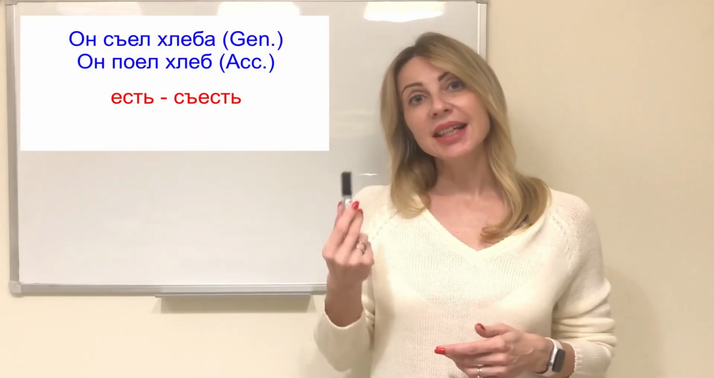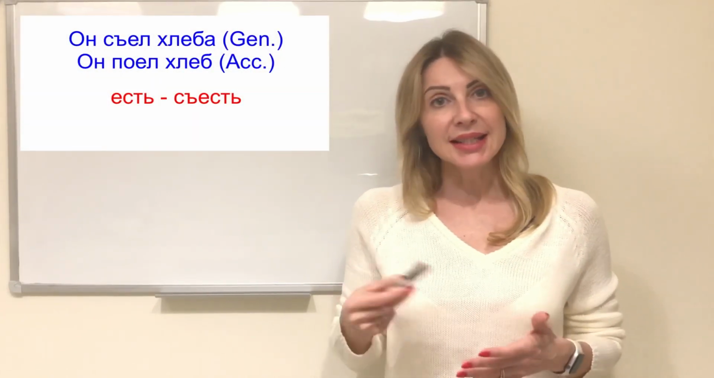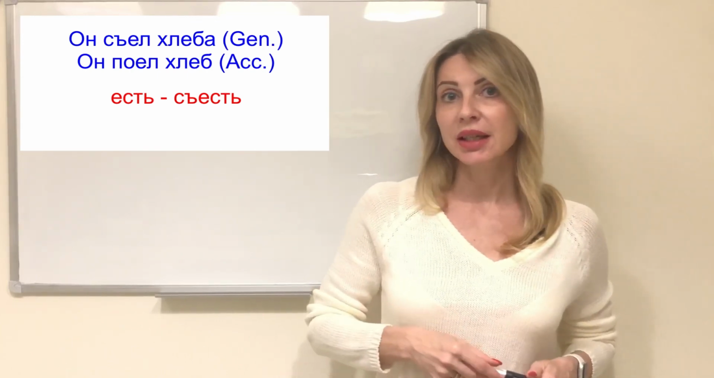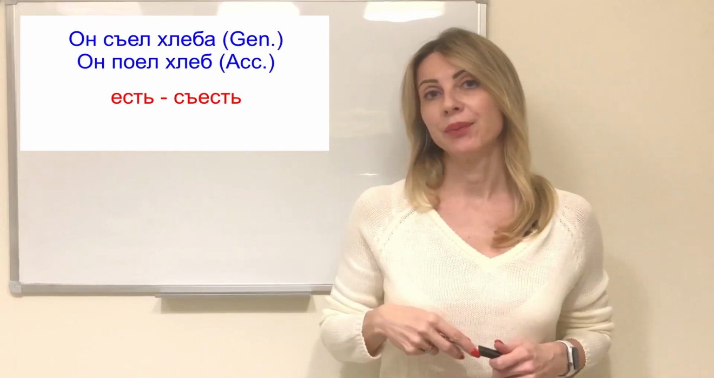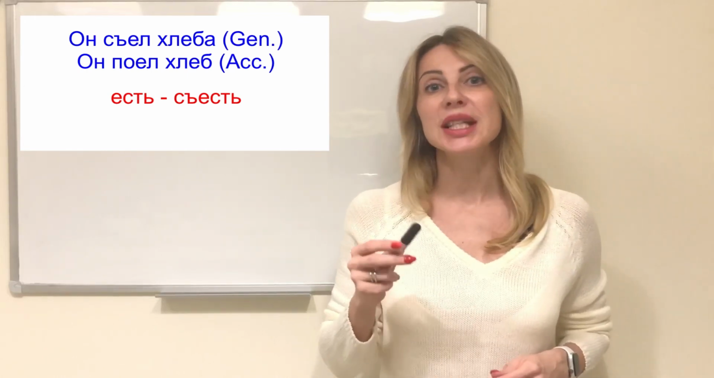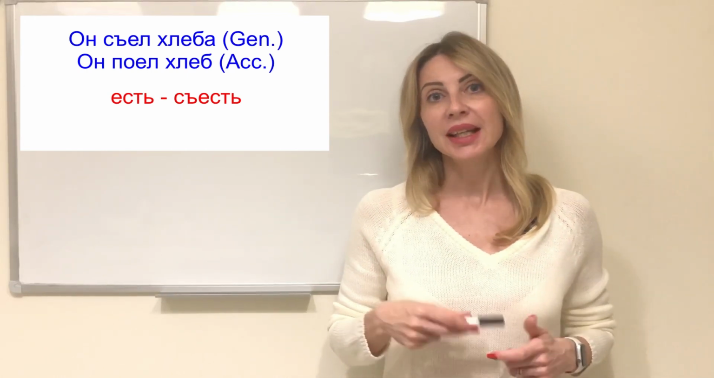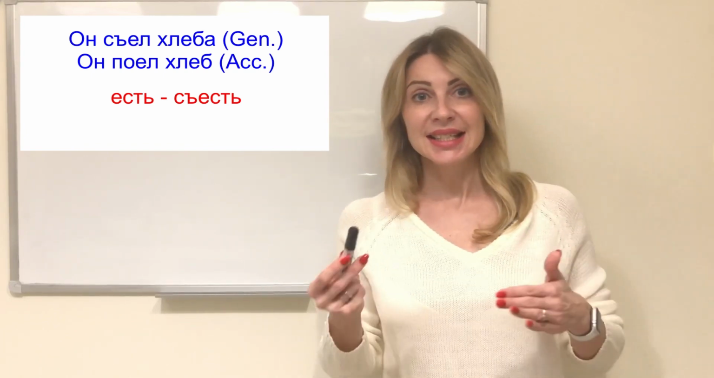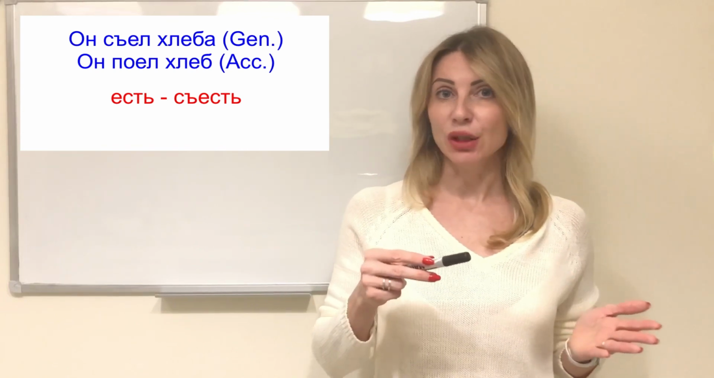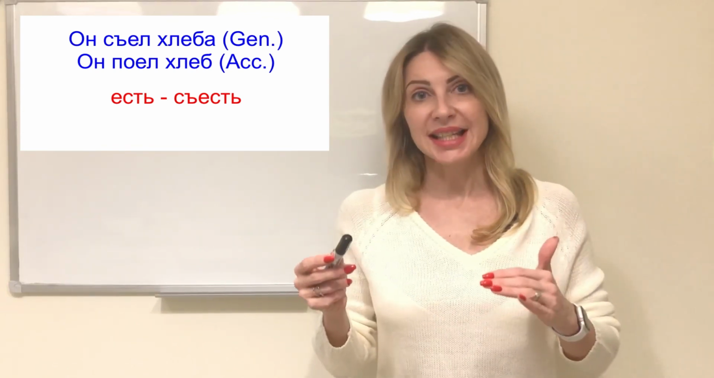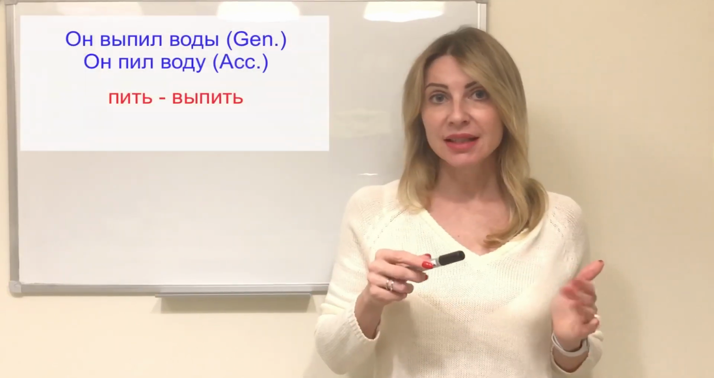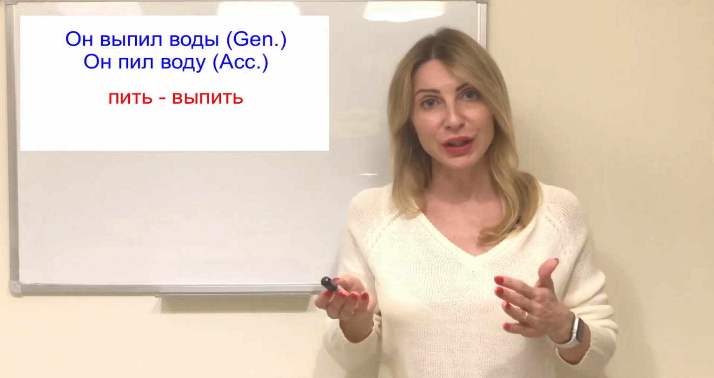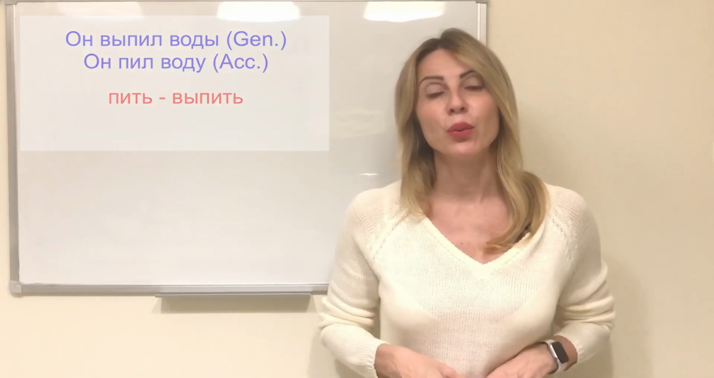Он съел хлеба. He ate some bread. Хлеба, ending «а», but он ел хлеб, zero ending. He was eating some bread. So, the verbs есть, съесть. Есть is the imperfective form, съесть perfective. Пить, выпить. Пить is the imperfective form, выпить the perfective form.